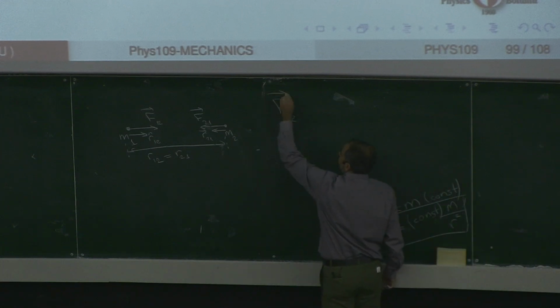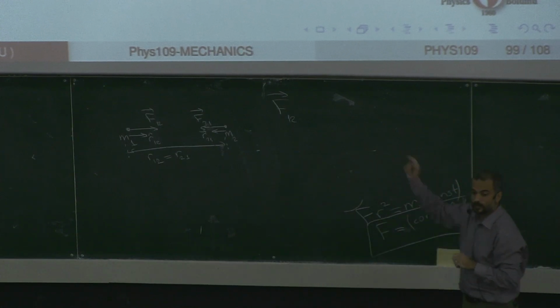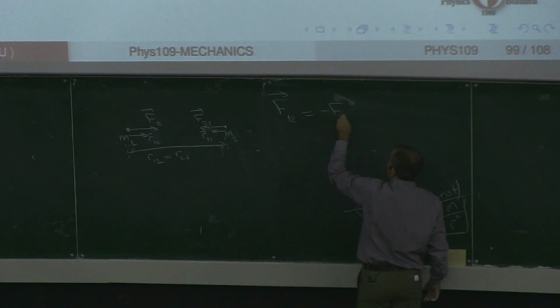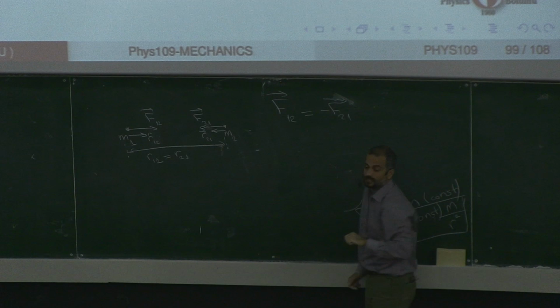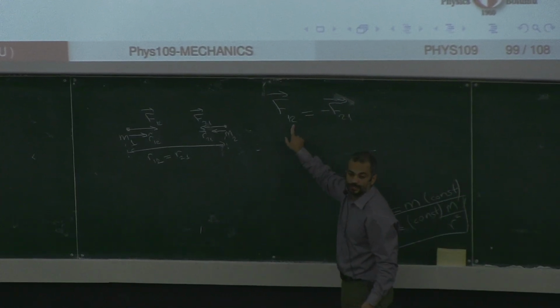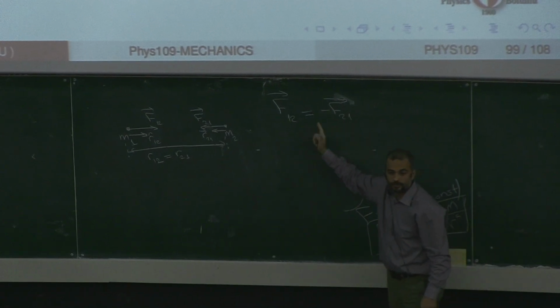F12, well, Newton's third law already tells us that F12 and F21 are related. F12 should be equal to minus F21. This is what we know. Action-reaction pairs: if mass 1 feels a force due to mass 2, then mass 2 should feel a force due to mass 1, equal in magnitude, opposite in direction.